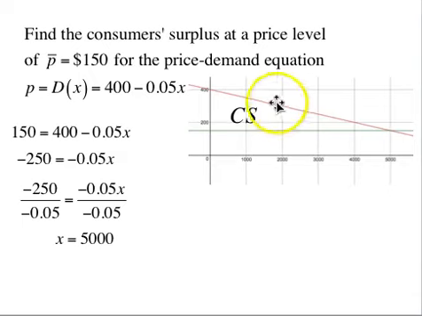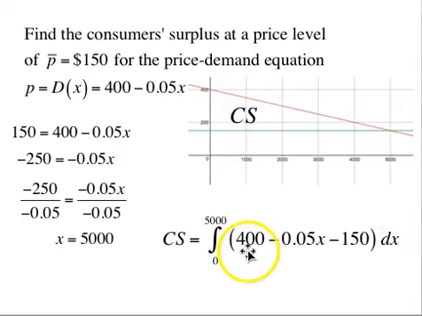And we can take a look at our picture. 400 minus 0.05x looks like this. It intersects at 5,000. The price is 150. That's what we have in green. So the consumer surplus is the area of this triangle. It will be the integral of the top function being 400 minus 0.05x, minus the bottom function. Bottom function is 150. Integrated from where to find this area between? Integrated from 0 to 5,000. Again, top function minus bottom function.